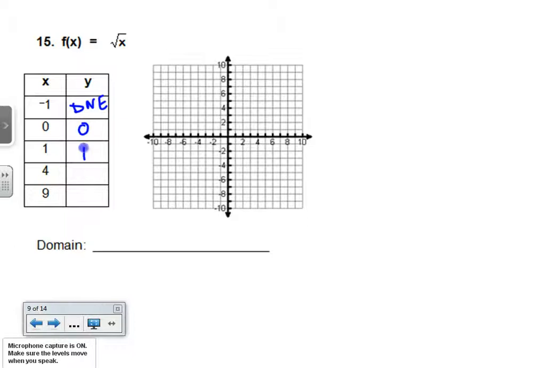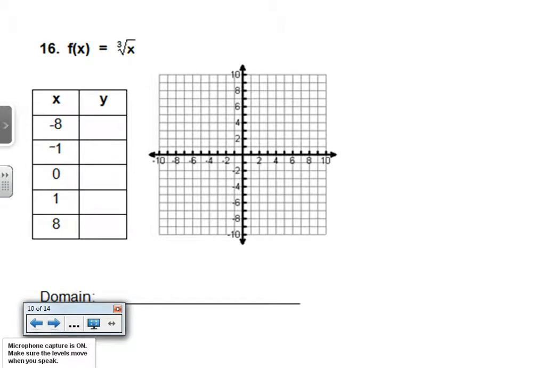0, square root of 1 is 1, square root of 4 is 2, square root of 9 is 3. So the first points I'm able to plot are (0, 0), (1, 1), (4, 2), and (9, 3). And then the square root graph starts, in this case at the origin, and curves slightly upwards, but its domain does begin at 0 with a bracket and then goes forever to the right.